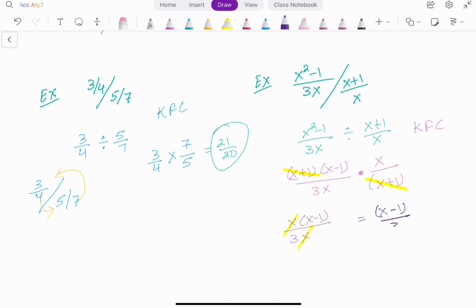So this is the gist of how to solve the rational expression, and I hope you learned something out of it.